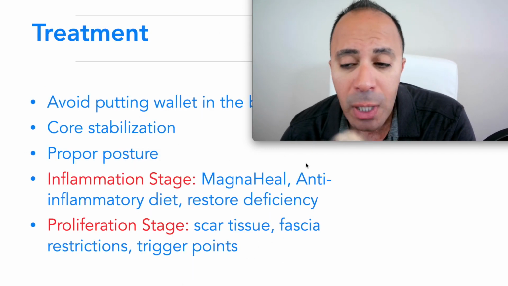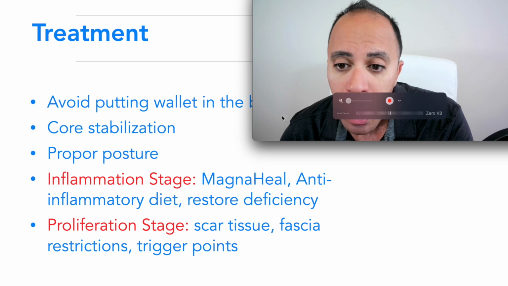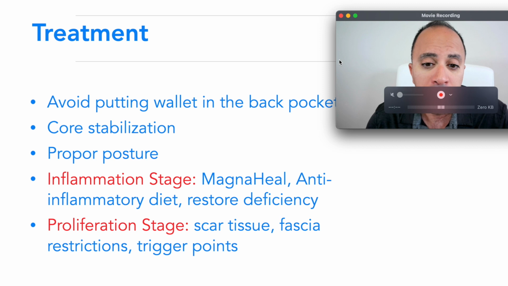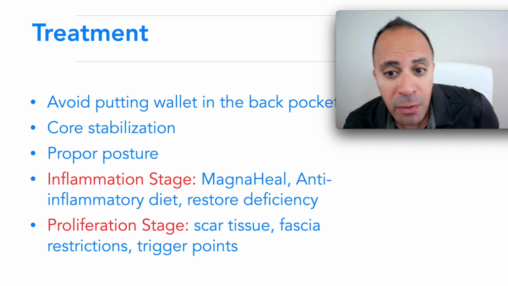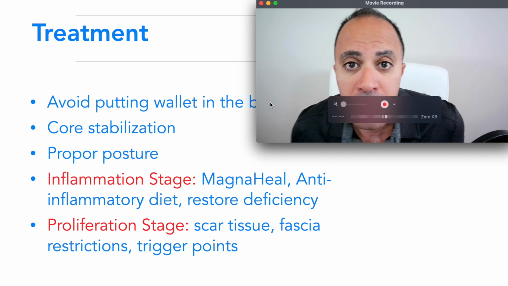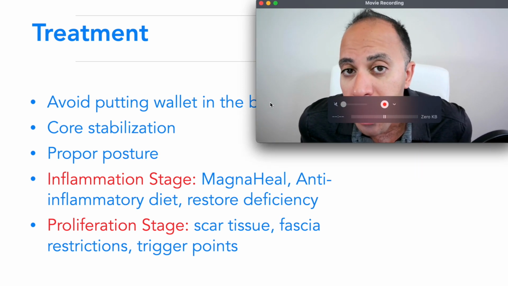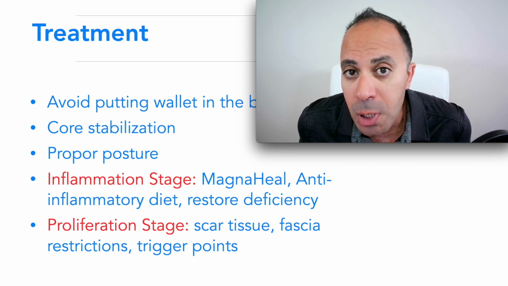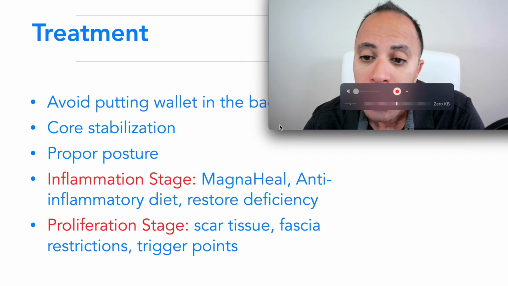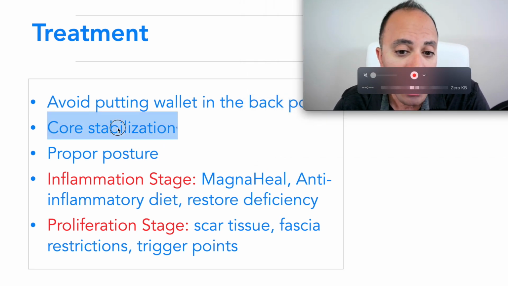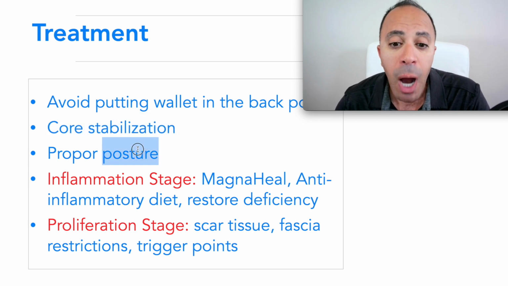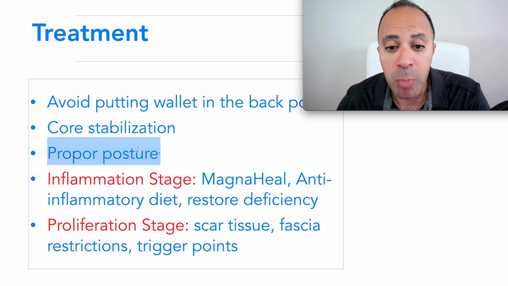So to sum it up, what should we do for piriformis syndrome? The first thing is, if you put a wallet or your phone in your back pocket, make sure you remove it, because that's too much pressure that will cause scar tissue and pressure on the piriformis muscle, which will push on the sciatic nerve. The other thing we need to do is core stabilization, and I have another video focusing on how to do core stabilization. Also, proper posture, especially sitting and standing posture.